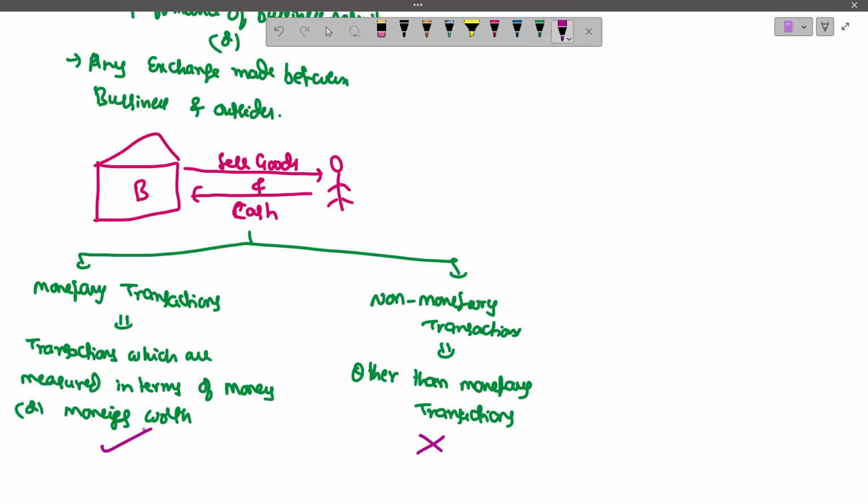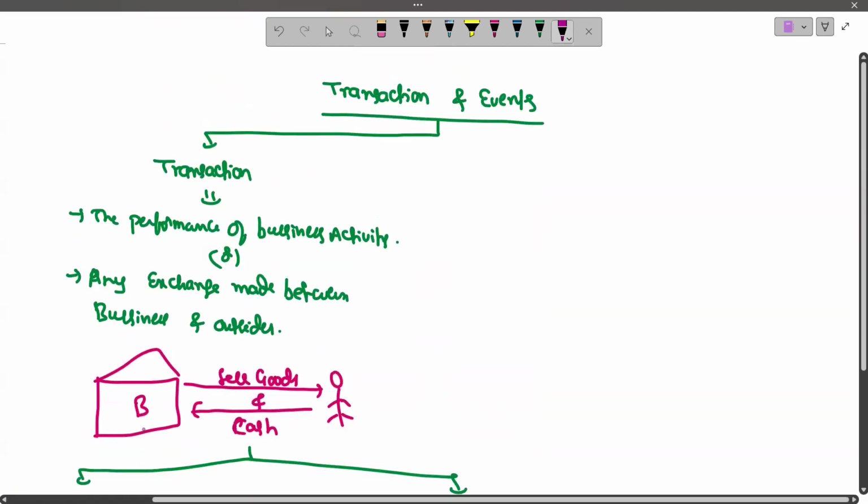Okay. So in short, transaction is nothing but any exchange made between business and the outsider. Transactions are classified into two types. One is monetary, another one is non-monetary. Monetary transactions are nothing but transactions which are measured in terms of money or money's worth, and those are only recorded in the books of account. Non-monetary transactions are nothing but those which are not measured in terms of money or money's worth, and those are not recorded in the books of account. This is what is meant by transaction.